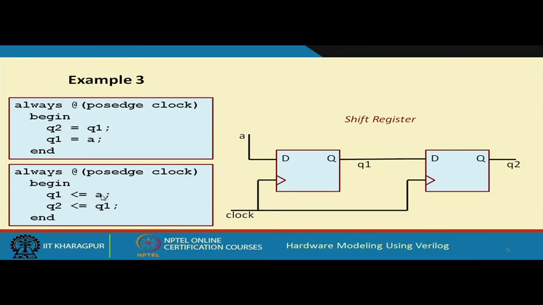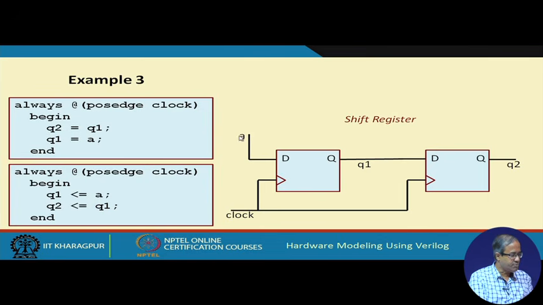So, here also A goes to Q1, Q1 goes to Q2. The previous values of A and Q1 will be assigned to Q1 and Q2. The previous value of Q1 will be assigned to Q2. So, both of these descriptions model a shift register.